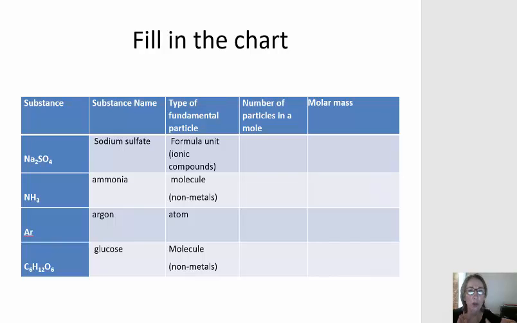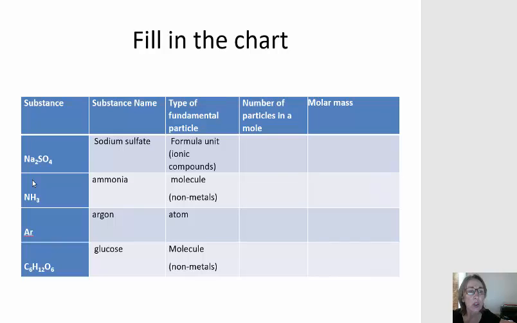So by now we know that the mole is a quantity that allows us to convert between number of particles and mass. And the way we do that is through the molar mass and Avogadro's number. So let's take a look at these 4 different substances on this table and think a little bit about particles and what we mean by that.